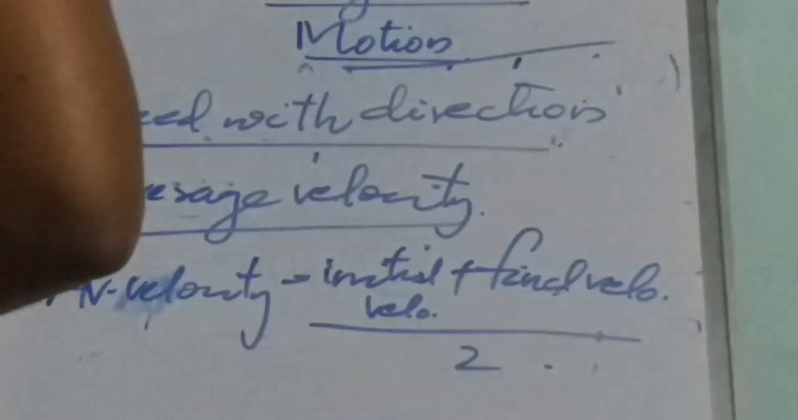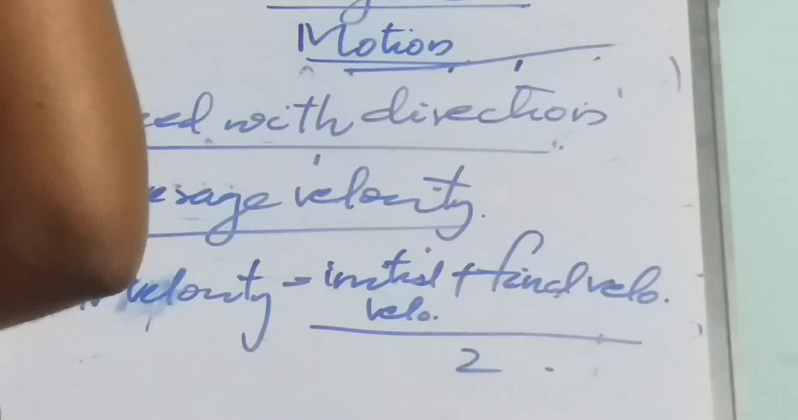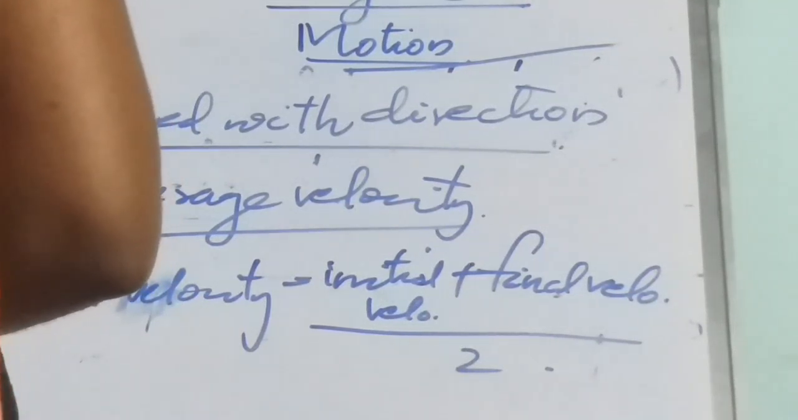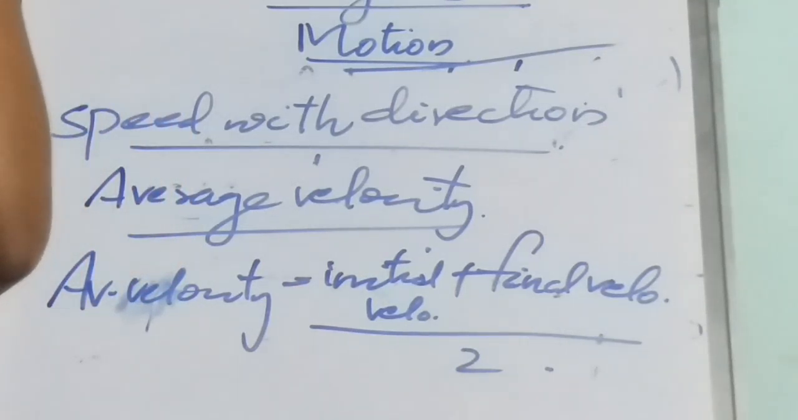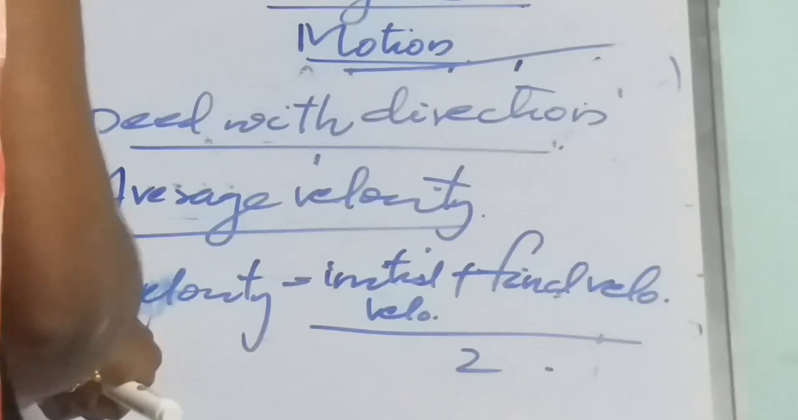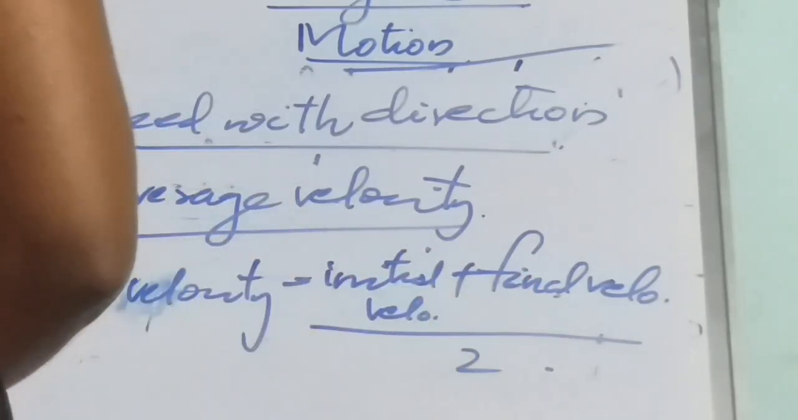If the velocity of an object is changing at a uniform rate, we can calculate the average velocity. Average velocity is given by the arithmetic mean of initial velocity and final velocity for a given period of time. The average velocity can be represented as initial velocity plus final velocity divided by 2.